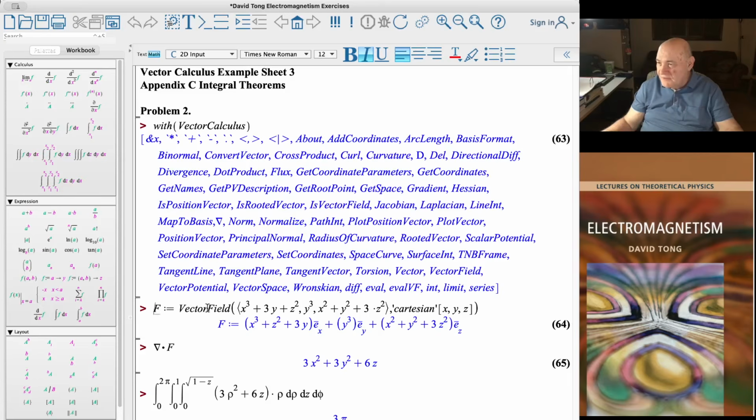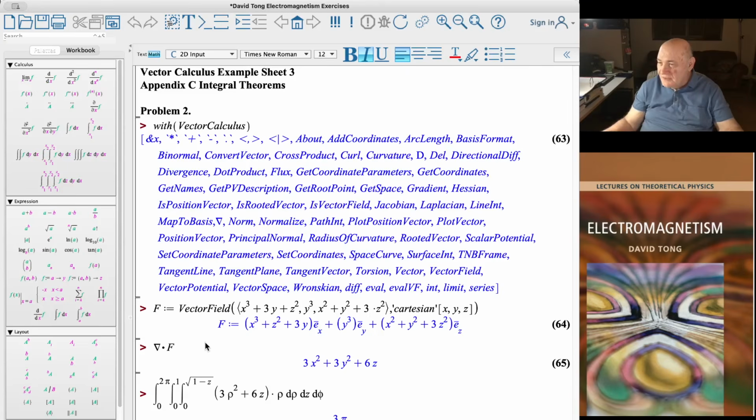Vector field is like a function. You put parentheses for functions, and then you put the three components in brackets: x cubed, 3y plus z squared. We had these in the definition of the problem. Then you tell it that this is a Cartesian vector, and you're naming the Cartesian coordinates x, y, and z. You don't have to use x, y, and z; you could use u, v, w if you want. So when you hit enter, it shows you the vector field is this times e_x, that times e_y, and that times e_z.